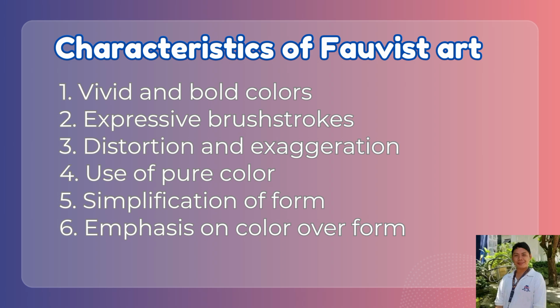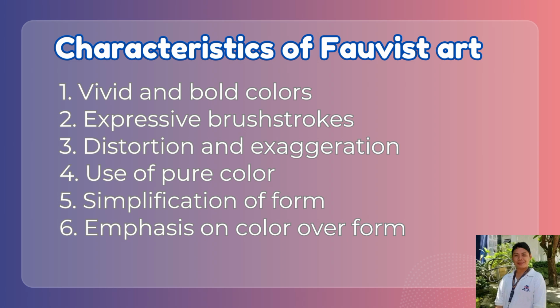Fourth is the emphasis on color over form. Fauvist artists prioritize color over form, using color itself to create a sense of volume and depth rather than relying on traditional techniques like chiaroscuro, the use of light and shadow. They use color to define shapes and create an illusion of space. For example, in Derain's London Bridge, the use of bright, contrasting colors creates a sense of depth and energy even though the forms are simplified.